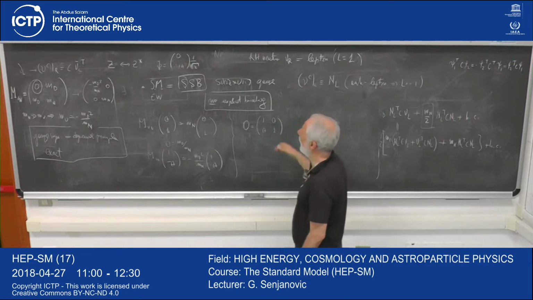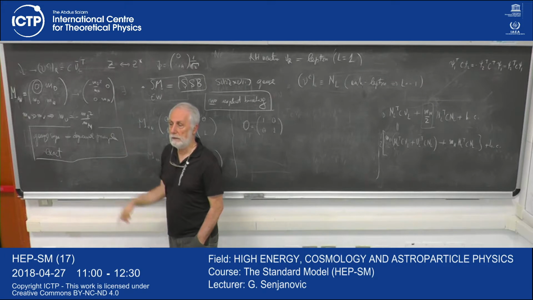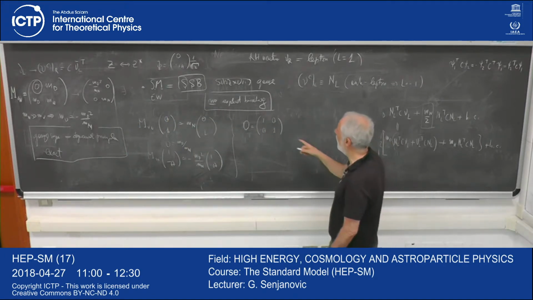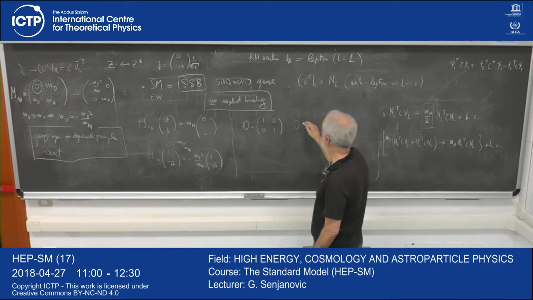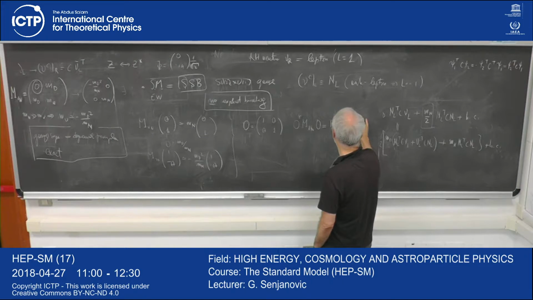Remember how I argued, if mn was complex, I would just change the phase of the field. And so in the case when it's all real, I simply have that O transpose m nu n O is the diagonal matrix, which has minus md squared over mn, 0, 0, mn.